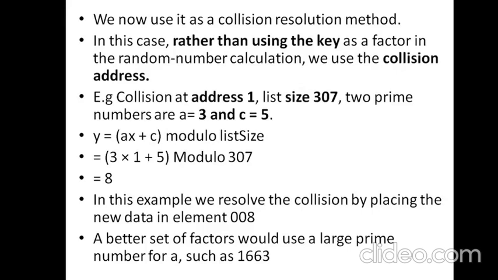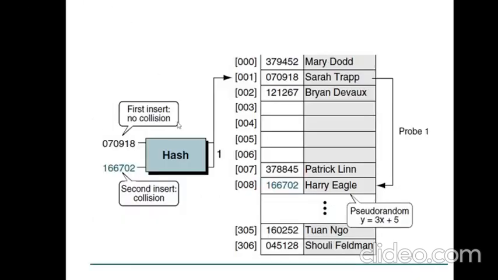And though we have used the prime numbers 3 and 5, if you increase the prime number size, it will give a better result, like 1663 can be used instead of the small values. That is exactly demonstrated here. So the pseudo-random algorithm will keep recalculating the new address based on 3x plus 5, or ax plus c, where x is the collision address and y is the new address generated for the resolution.